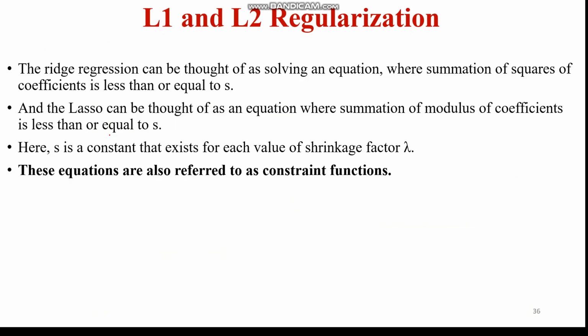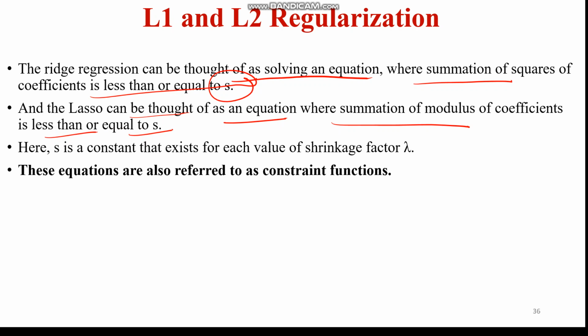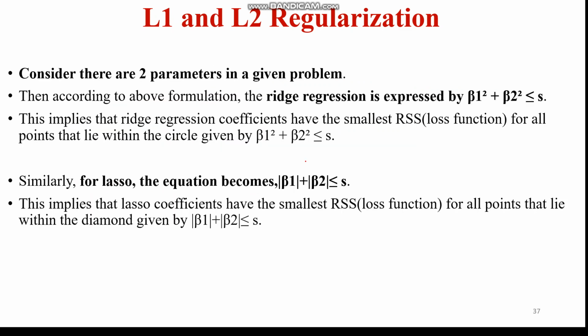In the case of lasso and ridge regression, L1 and L2, ridge regression can be thought of as solving an equation where the summation of the squared coefficients is less than or equal to s. And when we talk of lasso regression, it is thought of as an equation where the summation of the moduli of the coefficients is less than or equal to s. So s is a constant that exists for each value of the shrinkage factor lambda. These equations are also referred to as constraint functions.